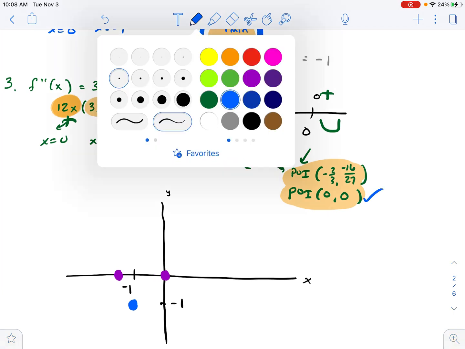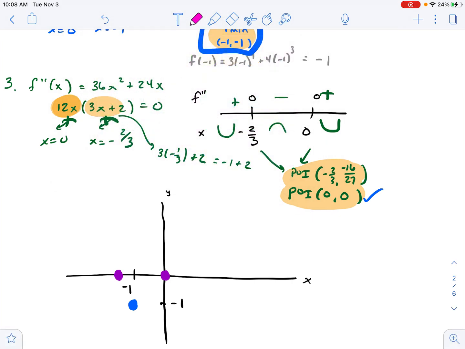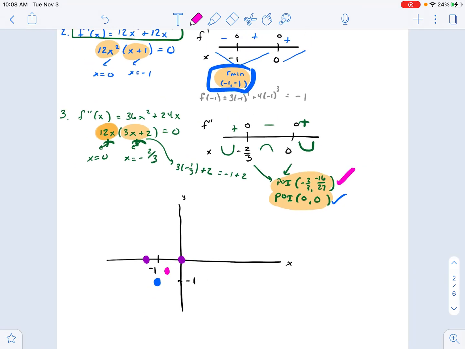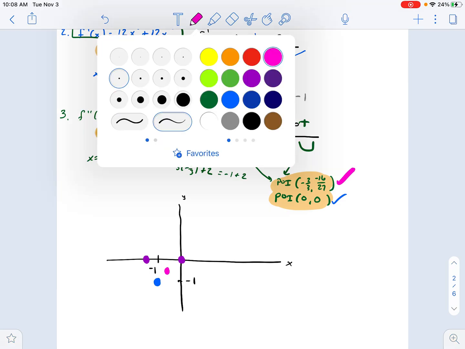I've got 0, 0 already there. I need this other one at negative 2/3, negative 16. So left about 2/3, down a little more than a half. There we go. There's all my points, as they should be correctly plotted. So I apologize for that. So again, steps 1 through 3, we do some calculus, some algebra, we get a bunch of points, we plot them.